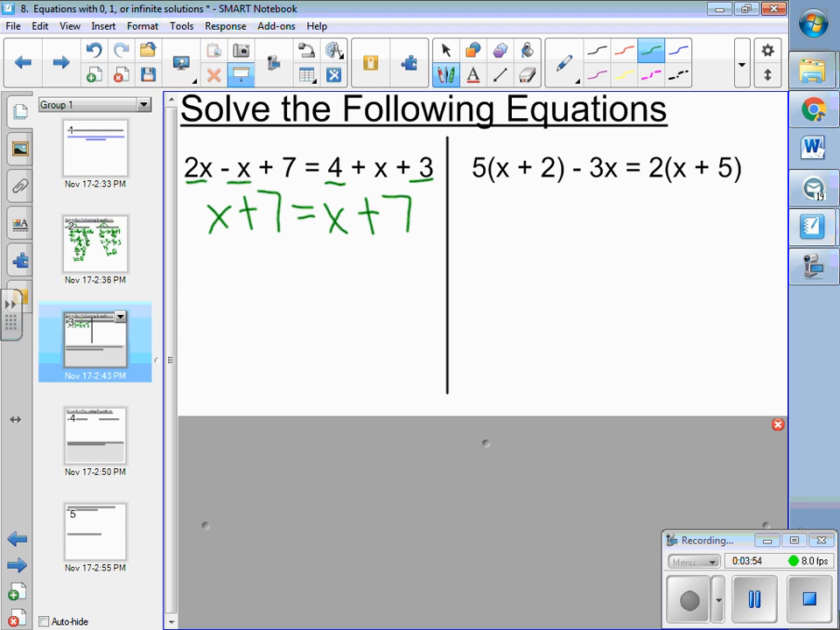Now, we need to get our variables on one side. So let's subtract x from both sides. That's going to cancel. And actually, look, this is going to cancel over here too. So we're left with 0. And really what we're left with is just the constant terms. So we have 7 equals 7.